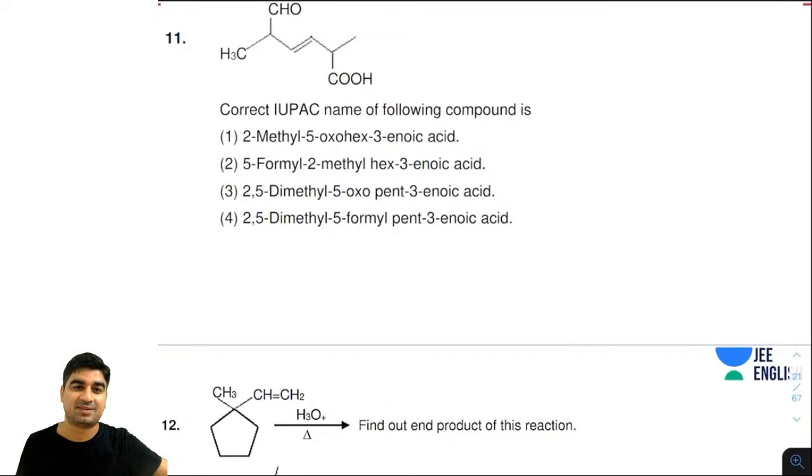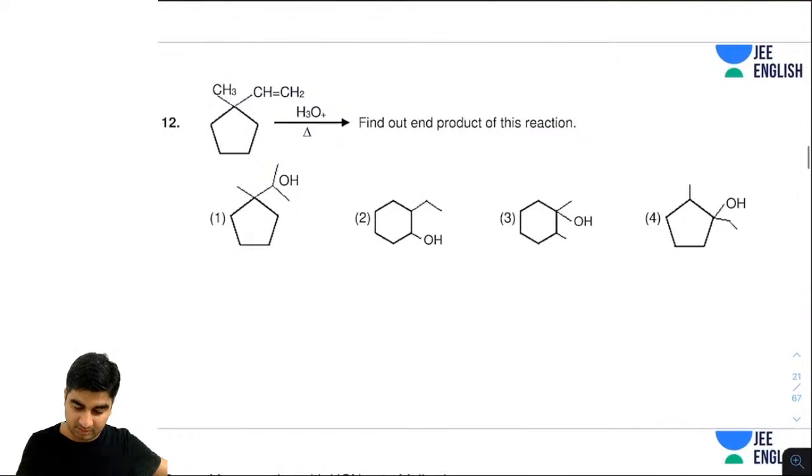Yes. So what would be the answer here, guys? Tell me. It would be 5-formyl 2-methyl 3-hexanone. Simple problem. I think it was the simplest problem of organic. And now find out the product of this reaction.